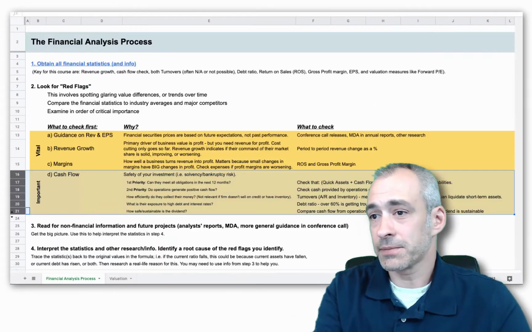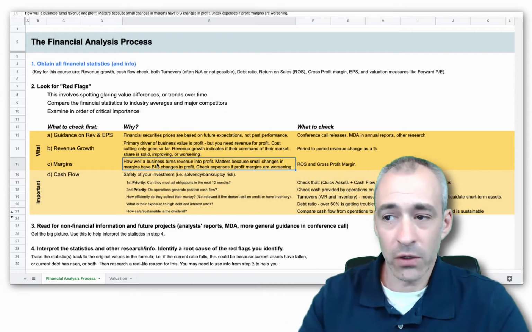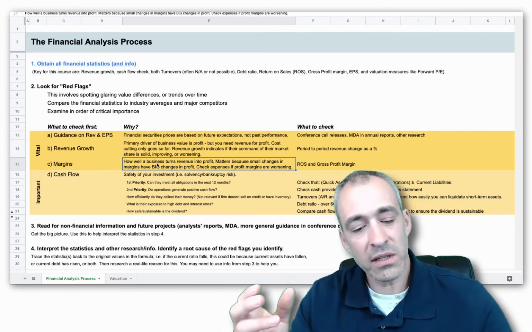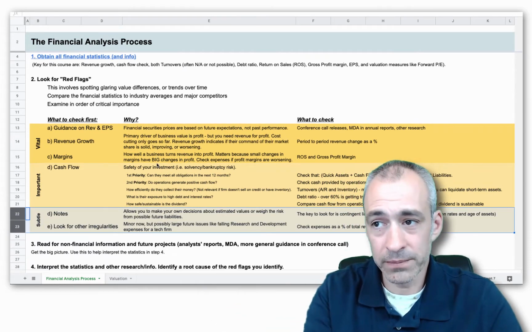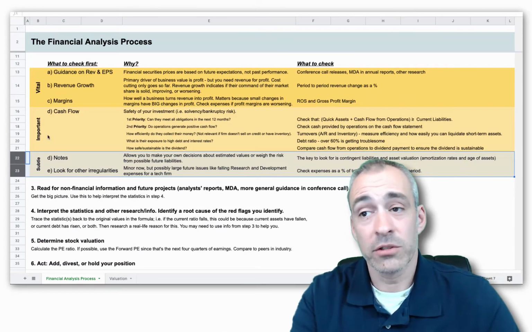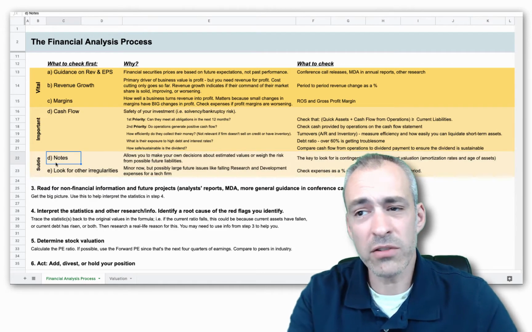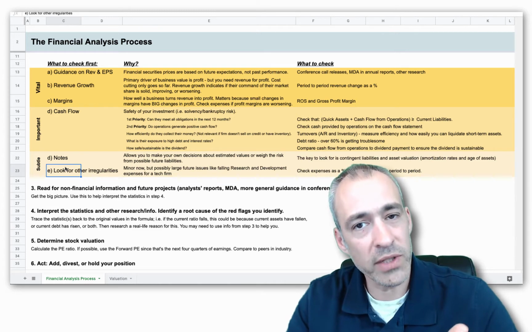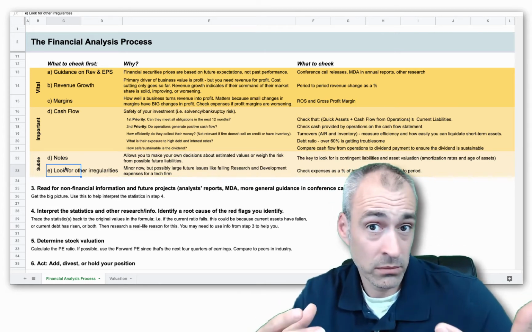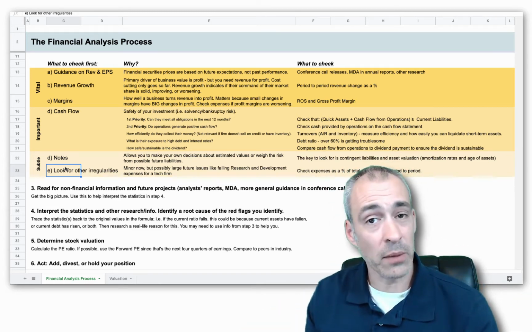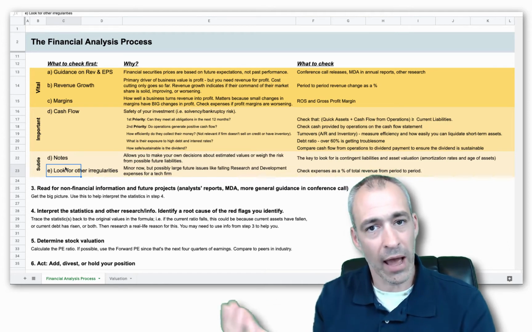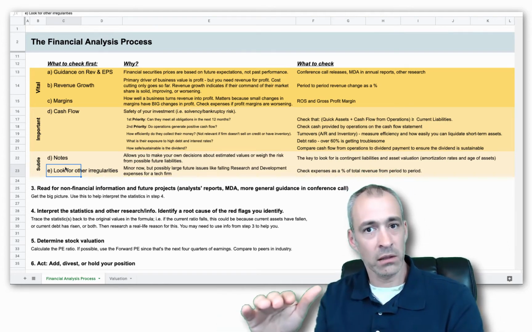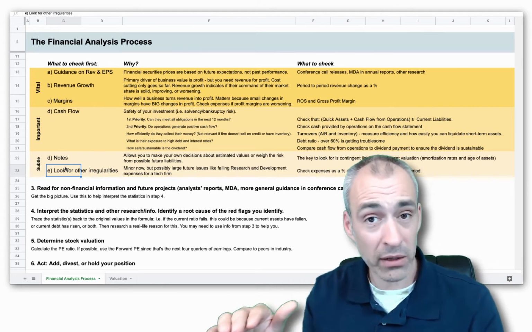So next, after cash flow, what's the next most important thing? Well, the notes. And I'll tell you why. There are other irregularities you want to look for. For certain types of businesses, you want to look at their research and development costs. If it's a cutting-edge technology company, they have to stay competitive, so they'd better have pretty consistent levels of R&D, or at least as good as their competitors.